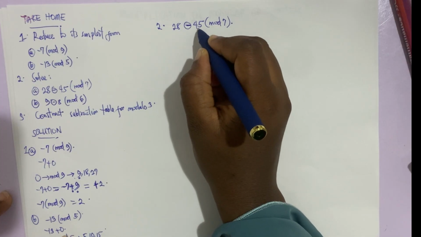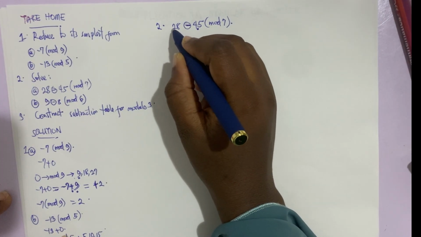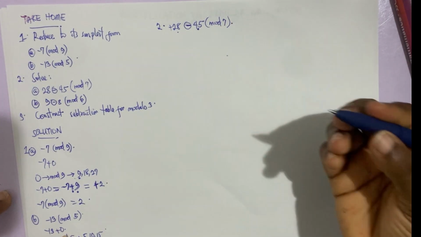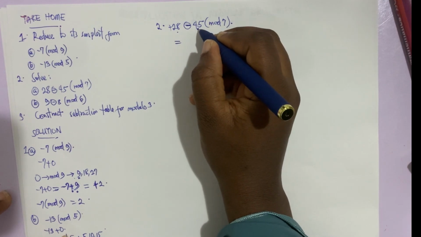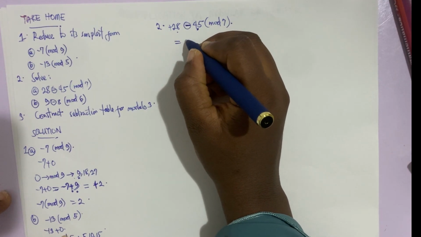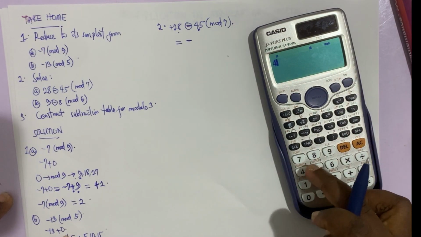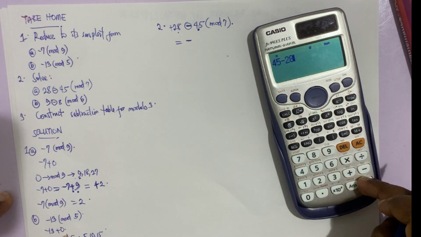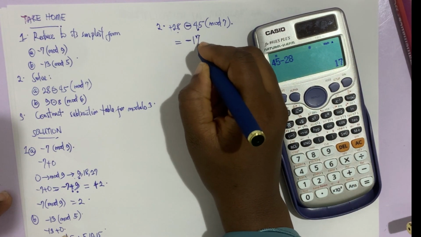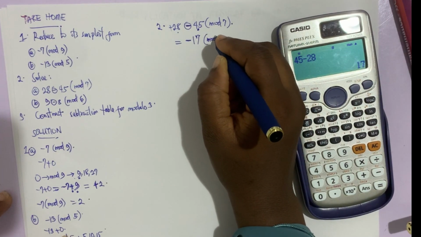This minus is for this 45. This 28 has an implicit plus sign. So since the greater number, which is 45, has a negative, our answer will be negative. And then when we do 45 minus 28, we would have 17. So our answer is minus 17 in modulus 7.